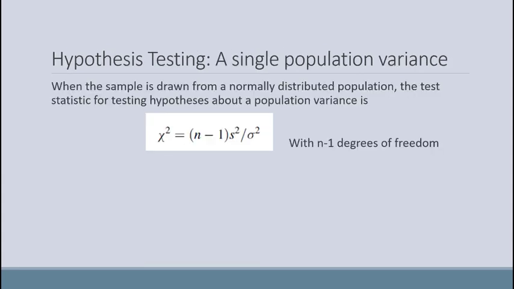Sometimes epidemiologists would like to know if a sample variance is larger or smaller than a certain number. In those cases, when the sample is drawn from a normally distributed population, the test statistic follows a chi-square distribution. Testing hypotheses about a population variance can be done using the formula shown on this slide.